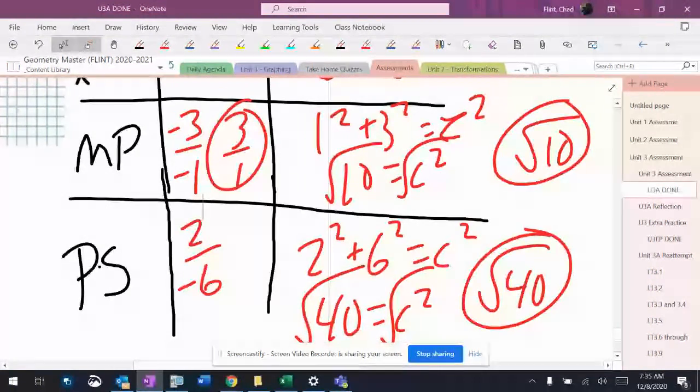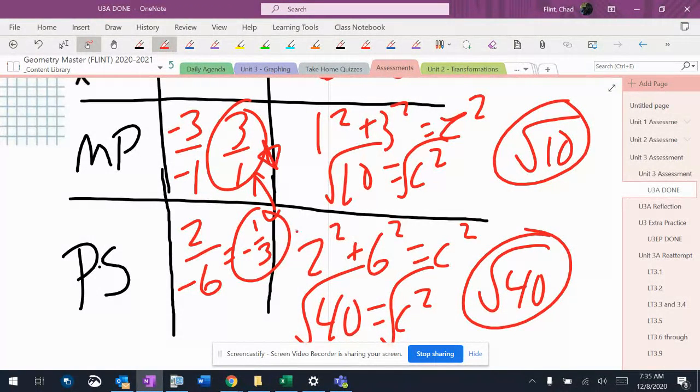But the only time I have to be really careful with reducing is in this kind of a situation. This actually reduces to -1/3. All right, and then once I do that, those two are perpendicular.